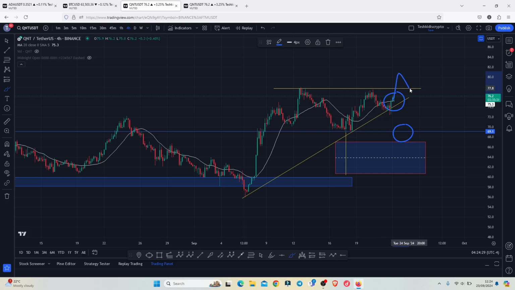And the moment that plays out, then I will be watching for higher prices for the next coming hours on the QNT chart, having the $80 as my first target area, and a break above the $80, then I will be expecting an aggressive bounce back above the $90 in the next coming days.